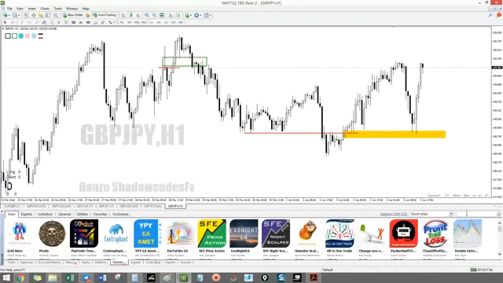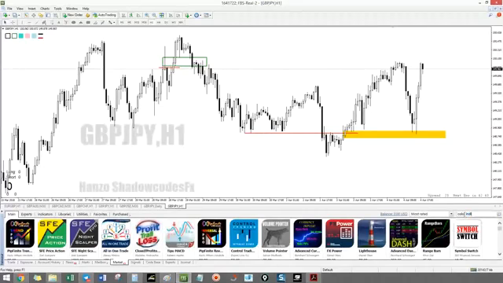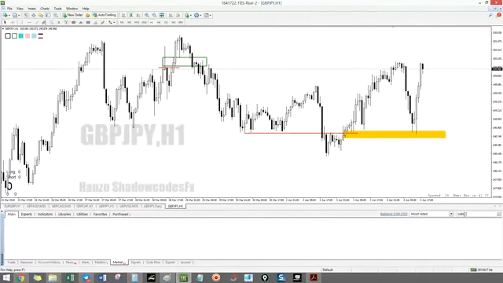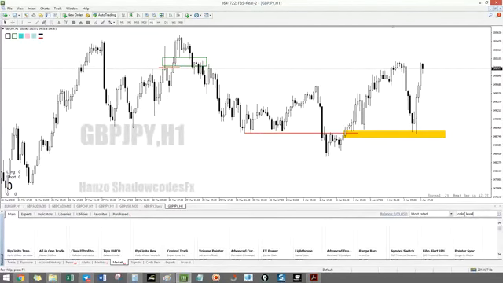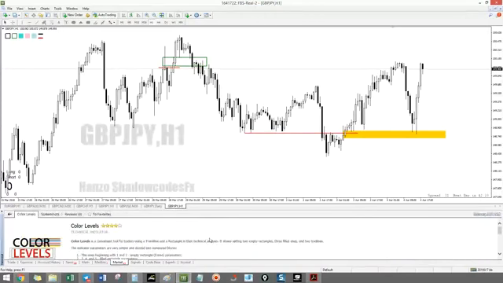And then you type down here, color level. Color level, you click this one. Okay, this one. And then there will be a download here. You need to download.